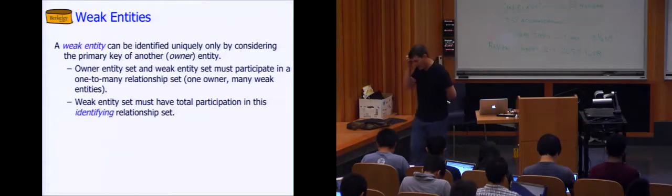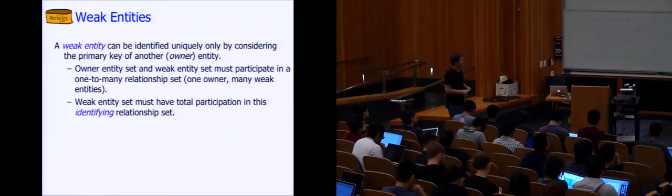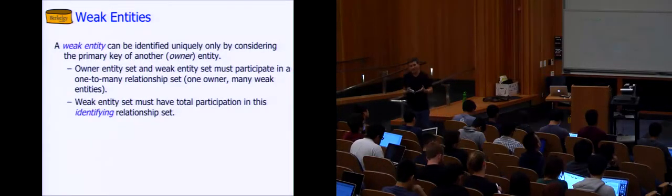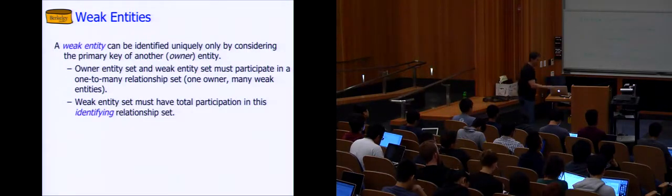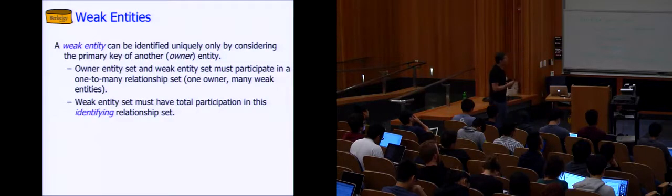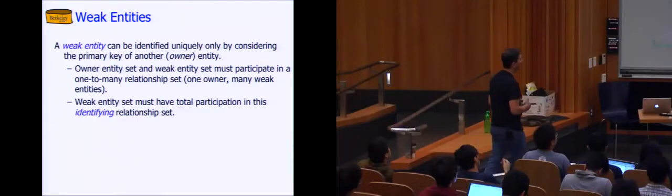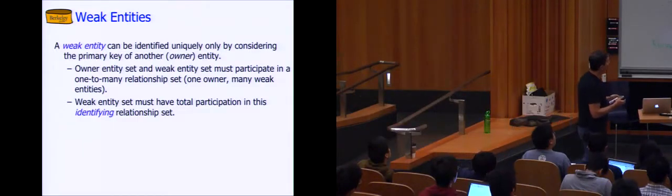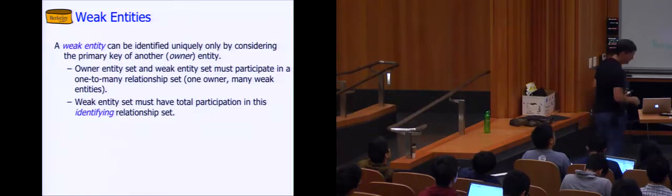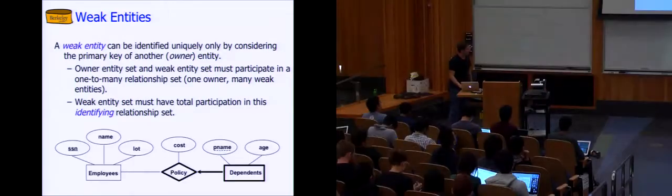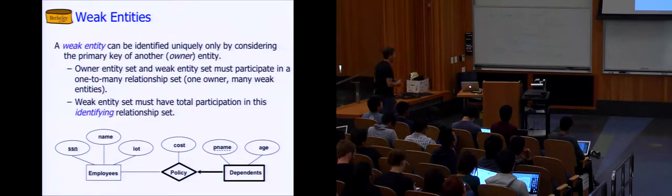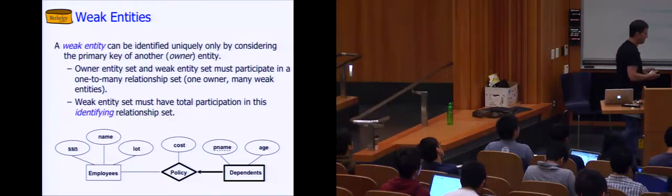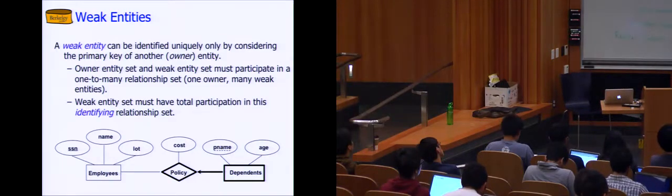The next thing we'll talk about are what are called weak entities. The idea is that a weak entity doesn't fully have identity. It belongs to something intrinsic in your data. It itself is not. So this weak entity can be identified uniquely only by considering the primary key of another owner entity. Rather than read this through, let me give you an example, and then we'll come back to the definition. So here's an example from insurance. There are dependents, there are employees, and there's a relationship between them, which is that the dependent is covered by the employee's insurance policy.